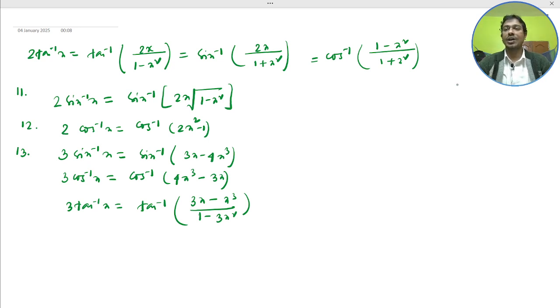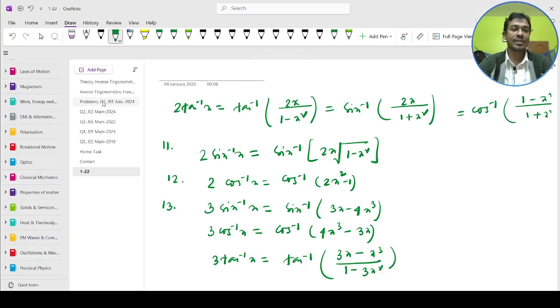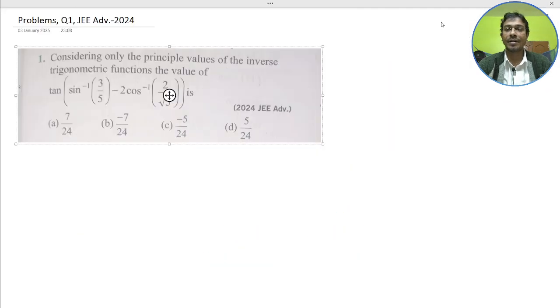Now we switch our lecture into the problem discussion session. The first one is a recent question from JEE Advanced 2024. It says that, considering only the principal values of the inverse trigonometric functions, what is the value of tan of sin inverse 3 by 5 minus 2 cos inverse 2 by root 5?